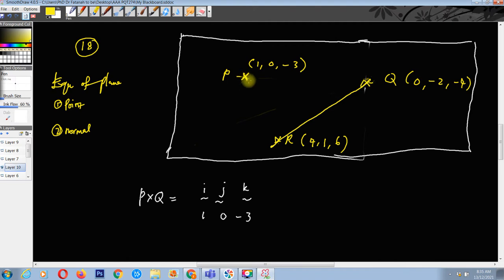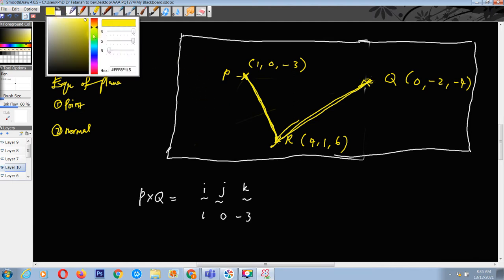We need to select. So we have this line, P and R and Q. If we cross this, we get a perpendicular of this equation, and if we cross RQ, we have a perpendicular for this equation.